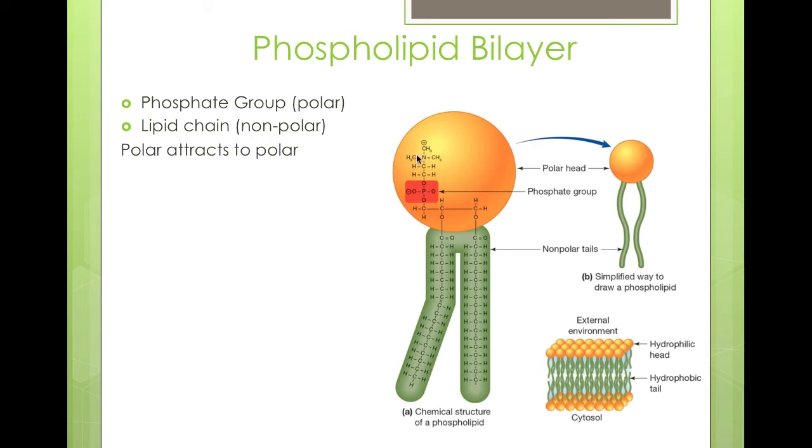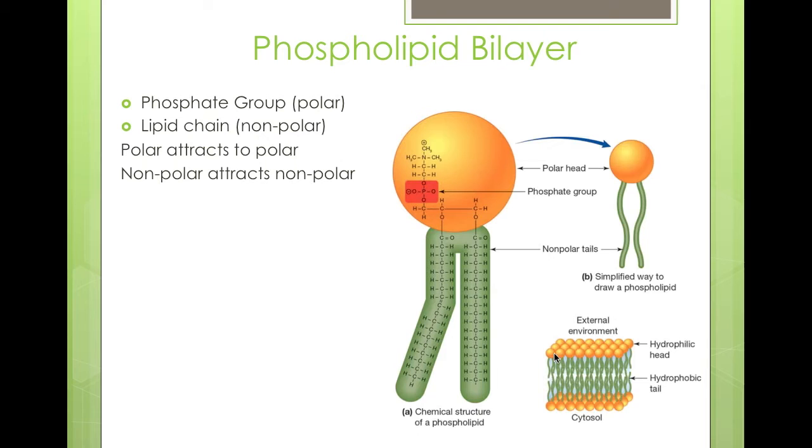The polar head is attracted to other polar heads. So this circular thing at the top here, here are the actual chemical symbols behind it, but I'm not going to go into detail about that. That's just called the phosphate group. And this polar head is attracted to other polar heads. So in this diagram, you've got one polar head that's attracted to the next one, right? The non-polar tail is also attracted to the non-polar tail, see? So you've got that non-polar tail attracted to that one there, right?